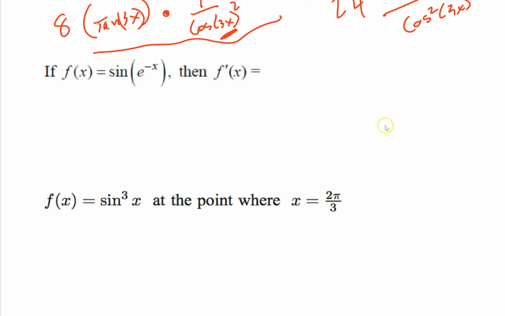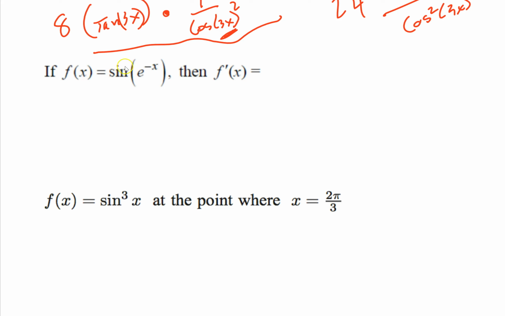So this one right here: if f of x equals sine of e to the negative x, then f prime of x equals what? On this one, again, notice it's not a product rule. It's chain rule, right? It's not sine times e to the x, it's sine of e to the x. You don't see an x there, right? You never have sine alone. So this is chain rule.